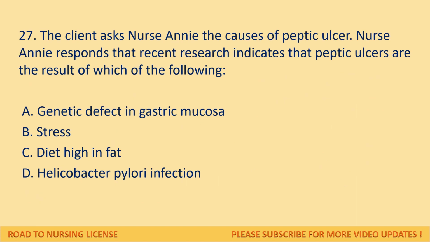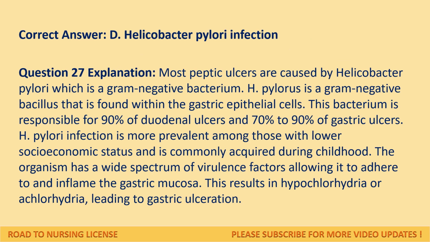Question 27. The client asks Nurse Annie the causes of peptic ulcer. Nurse Annie responds that recent research indicates that peptic ulcers are the result of which of the following? A. Genetic defect in gastric mucosa. B. Stress. C. Diet high in fat. D. Helicobacter pylori infection. Correct answer, D. Helicobacter pylori infection.